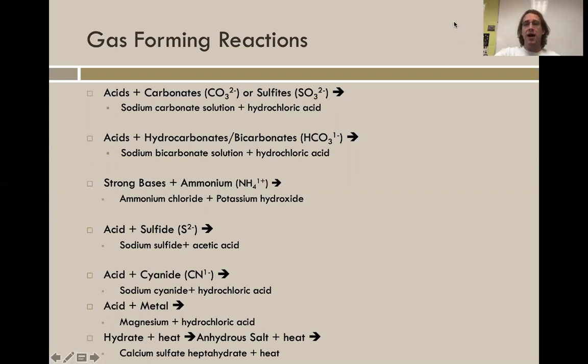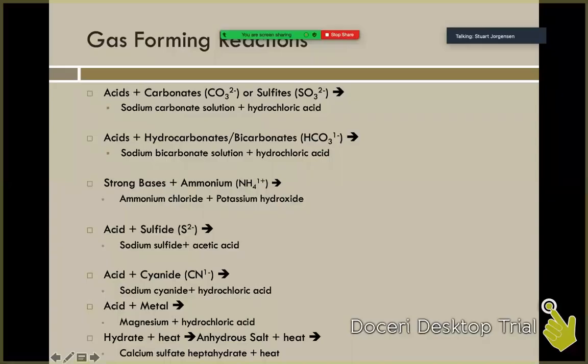Cool. I'm going to hop on over. All right, so let's get going with this first one here. We've got an acid plus a carbonate or an acid plus a sulfite. Hopefully, as we're looking here, we can start to think about these special particles, the carbonate or the sulfite, and what they might want to form.